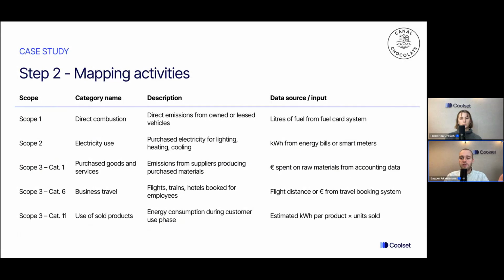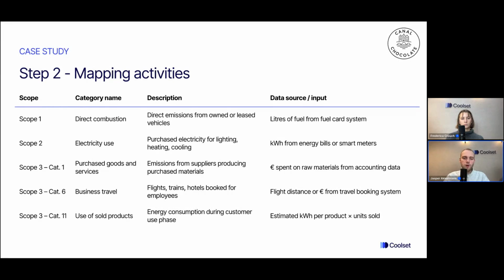For example, if they drive their vehicles from the harbor in Rotterdam to their factory close to Amsterdam, those emissions, if the vehicles are owned by the company, are linked to scope 1. The data source here would be, for example, liters of fuel from the fuel card system. For scope 2, you would of course look at electricity use. This is purchased electricity for lighting, heating, and cooling, and the data would be, for example, kilowatt hours from energy bills or smart meters. We're seeing that the top 2, what I just explained, are almost always available to companies. Most of our customers have this data available. Sometimes they have to ask around or look into their system, but this data is usually there.